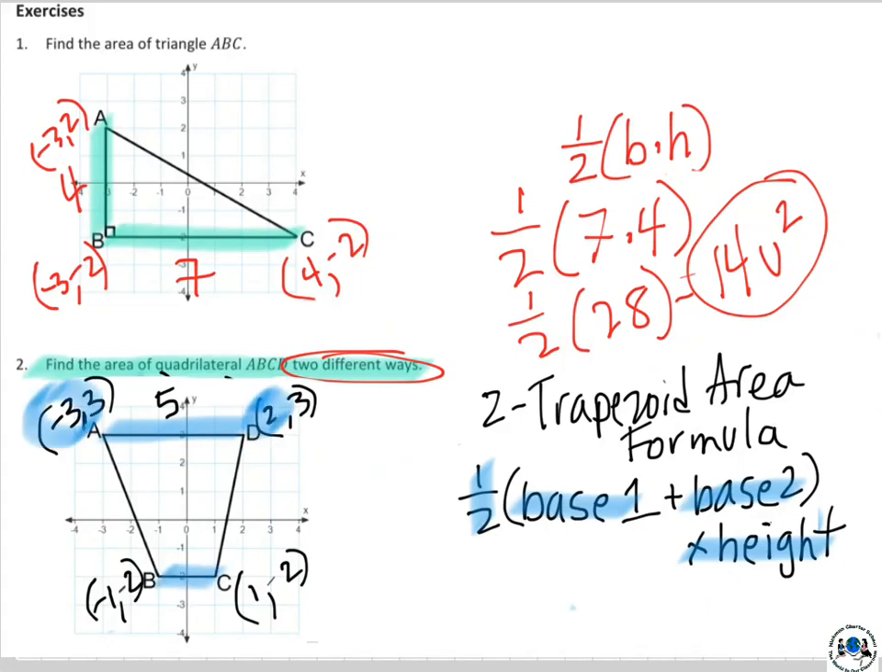Okay, let's go ahead and look at that second base, and that is 2. Again, calculated the same way. Absolute value of -1 minus 1, which is absolute value of -2, which is 2. Okay, and there we go. All right, and now we've calculated our height as 5. Okay, the height of this is 5.